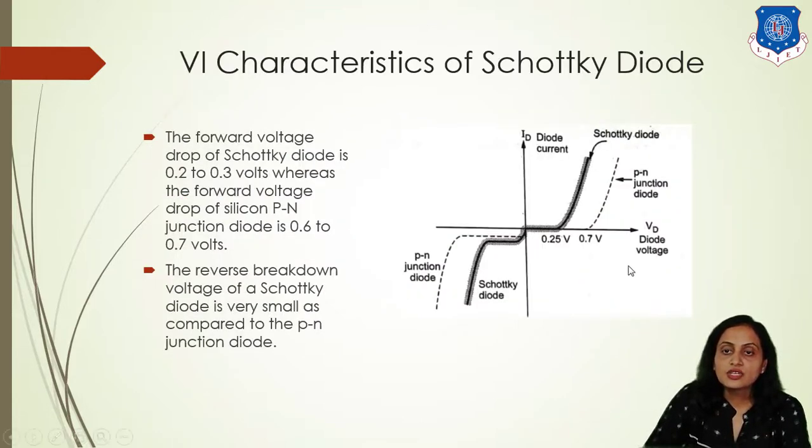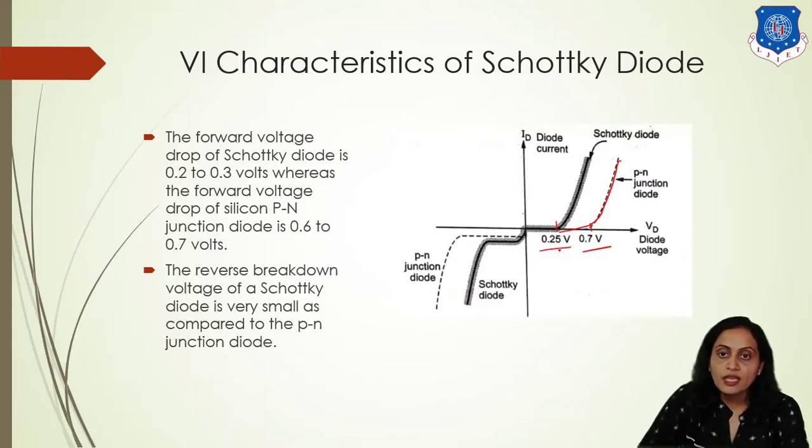Now we will see the VI characteristic of Schottky diode. This is for a normal PN junction diode. You can see the cut-in voltage at which the forward current starts flowing in a PN junction diode is 0.7 volt, whereas in the Schottky diode this depletion region or barrier potential is small. That is why the forward voltage at which the forward current starts flowing is 0.25 volt. Similarly, in the reverse bias region also for the PN junction diode, the breakdown voltage is larger, whereas in the Schottky diode the breakdown voltage is very small. The reverse breakdown voltage of the Schottky diode is very small compared to the PN junction diode.